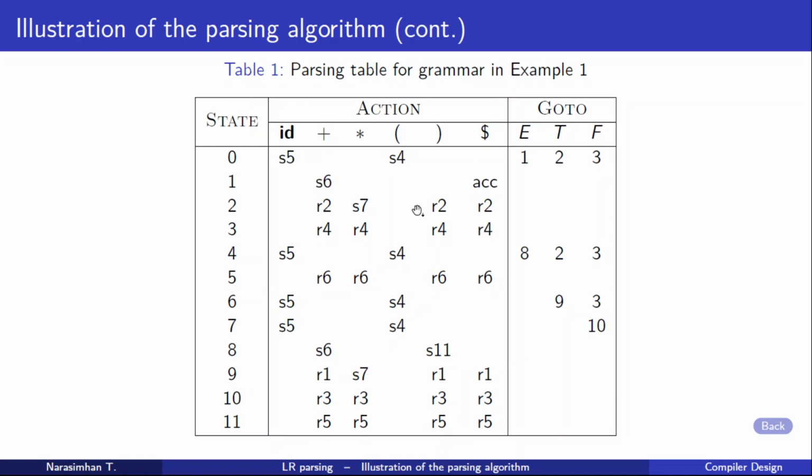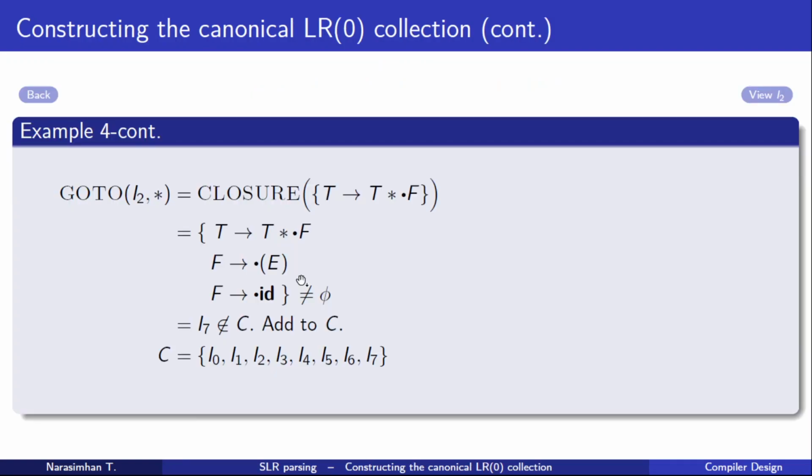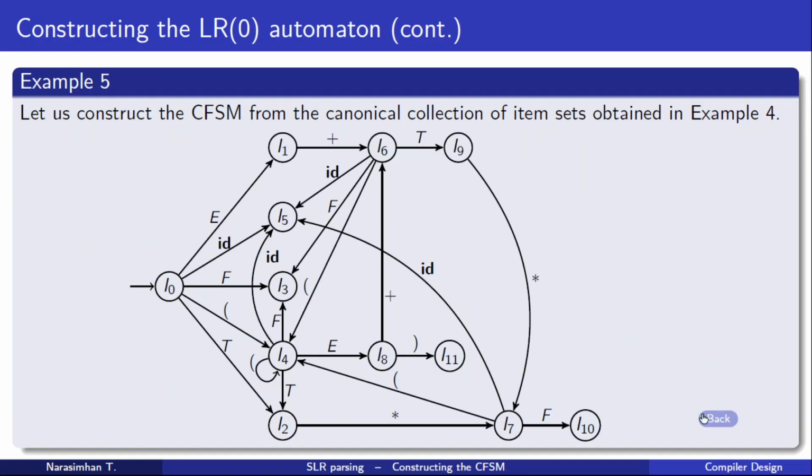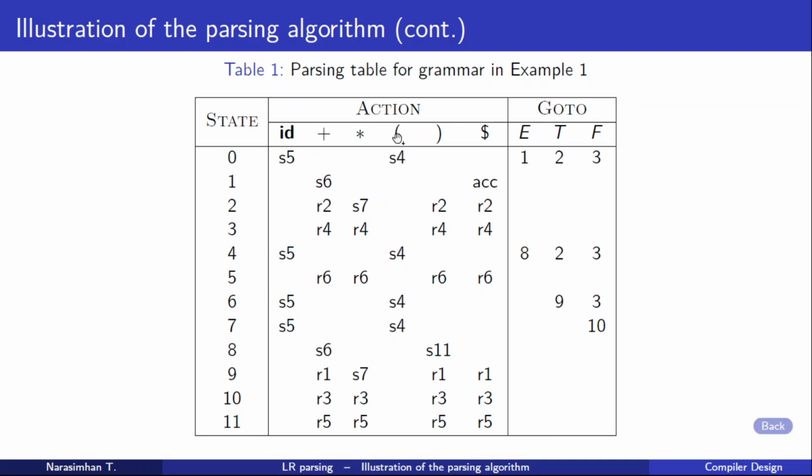Now item set I7. Here also you need to find go to I7 comma left parenthesis and go to I7 comma ID. I7 on left parenthesis takes you to I4. I7 on ID takes you to I5. So fill in the entries. 7 on left parenthesis S4, 7 on ID it is S5.